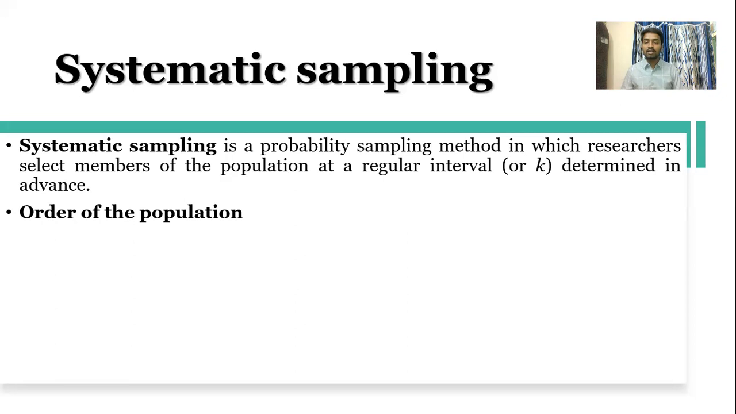So how is this regular interval measured or represented? The regular interval is represented by a small k, determined in advance. This systematic sampling interval is always determined in advance, while referring to the sample size requirement. So how are they going to choose this interval? Under systematic sampling, we have three types. We'll be studying that in the upcoming slides.